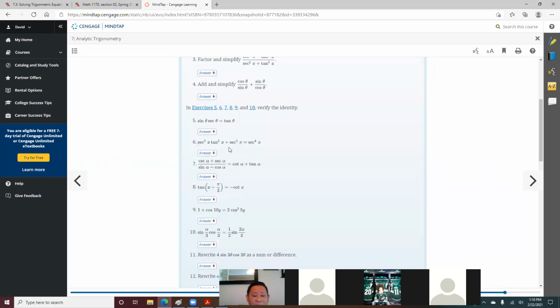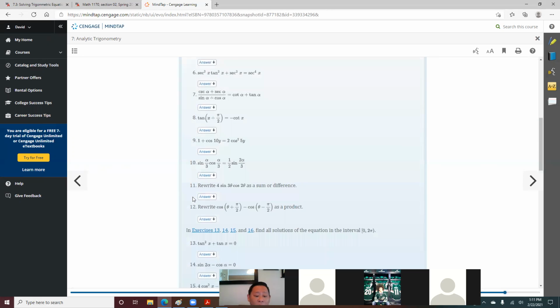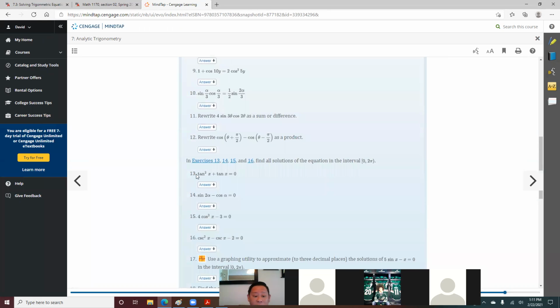This is all verified identity. I think 1, 2, 3, not, I think 5, 6, 7. That's it. You can do 8. No, yep, just 5, 6, 7, 1 till 7. And then this is solving 13, 14, 15, and 16, right?